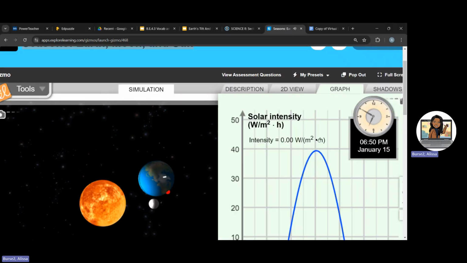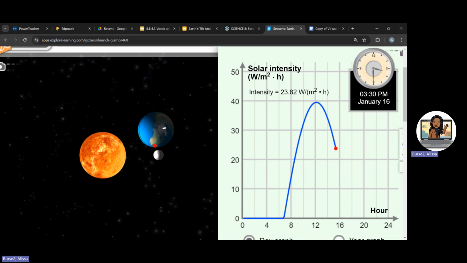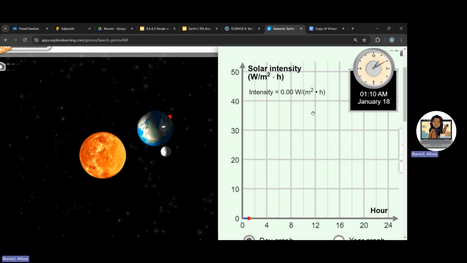Let me show you the graph with the solar intensity. In other words, how much sunlight intensity there is going to be. We see it go up when the sun is at the highest and then go back down when it's time for night. So we see sunrise and sunset, and we see how intense that sun is. And we also see how many hours we get for daylight.